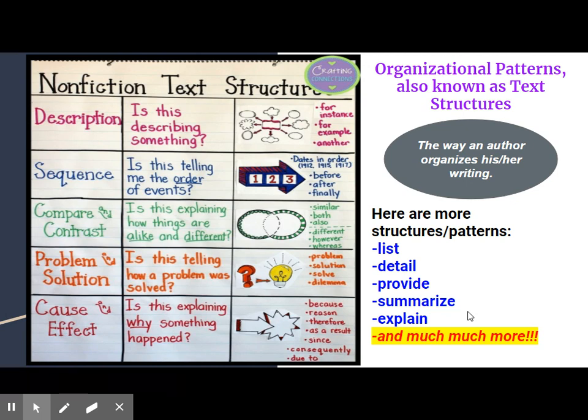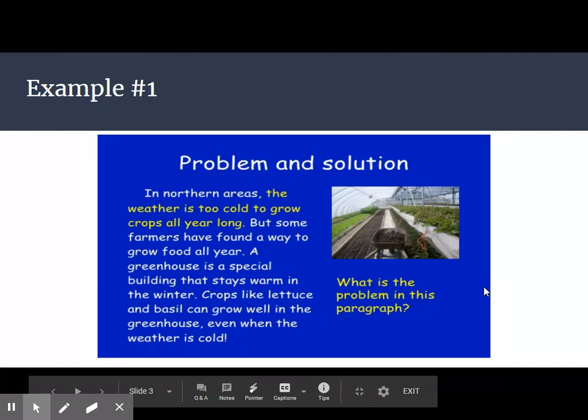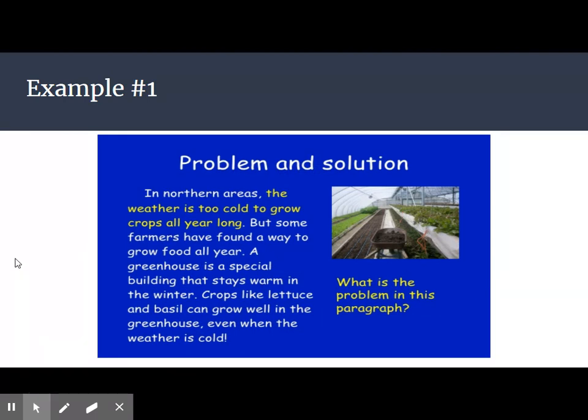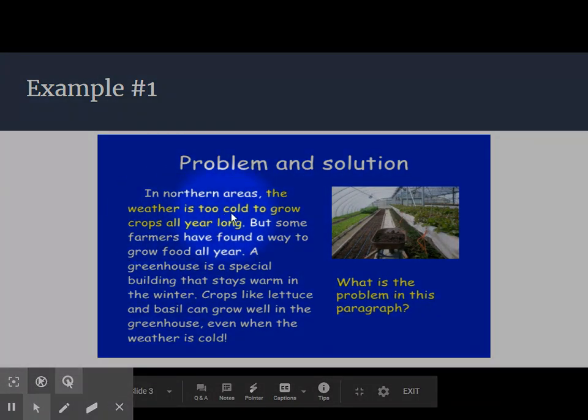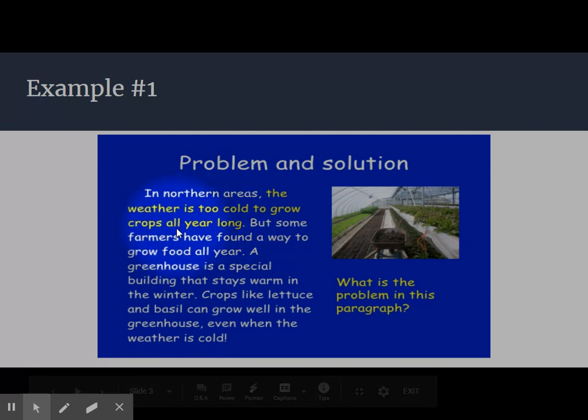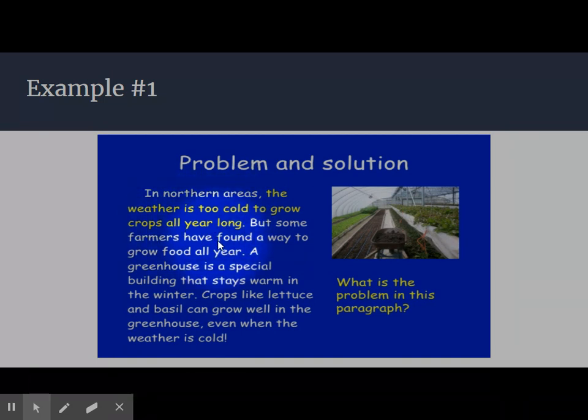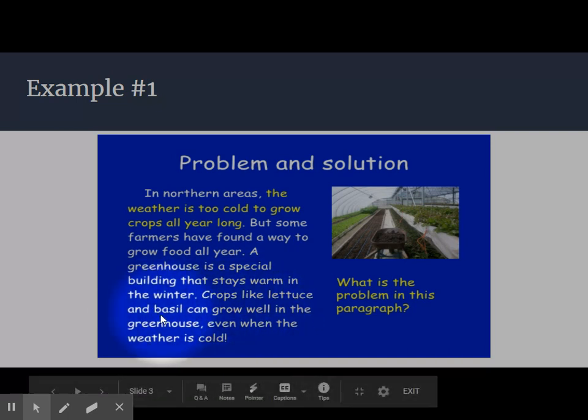Let's go ahead and look at another example. So here, it's a problem and solution passage. I'm going to read it to you and I'm going to show you exactly why it's problem and solution. In northern areas, the weather is too cold to grow crops all year, but some farmers have found a way to grow food all year. A greenhouse is a special building that stays warm in the winter. Crops like lettuce and basil can grow well in the greenhouse, even when the weather is cold.